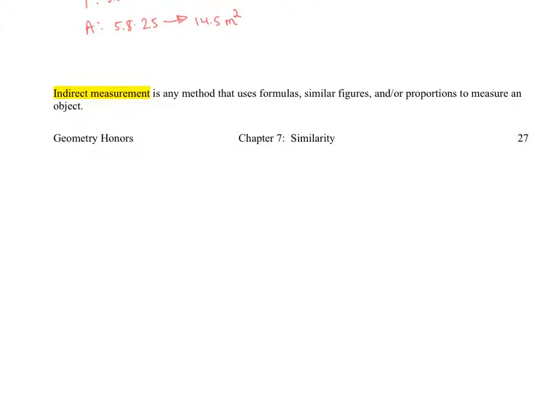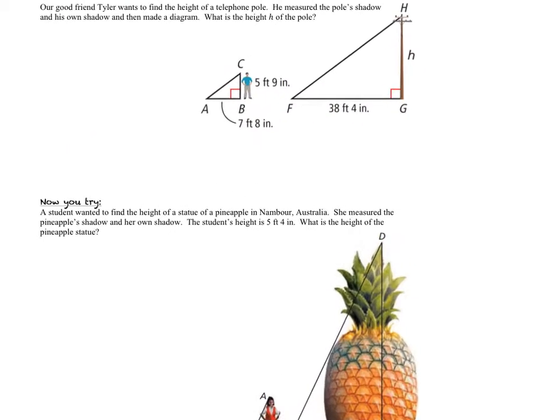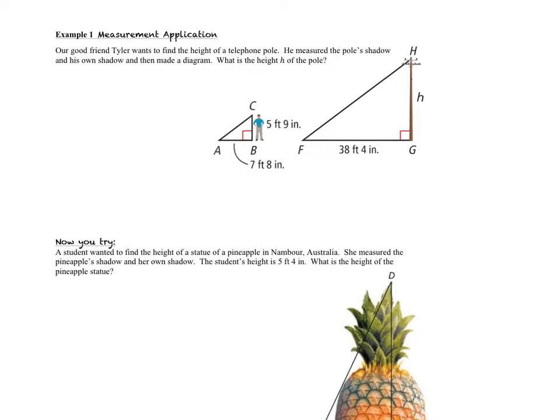Okay, indirect measurement is any method that uses formulas, similar figures, and/or proportions to measure an object. Let's take a look at example 1. Our good friend Tyler wants to find the height of a telephone pole. He measured the pole's shadow and his own shadow and then made a diagram. What is the height h of the pole?